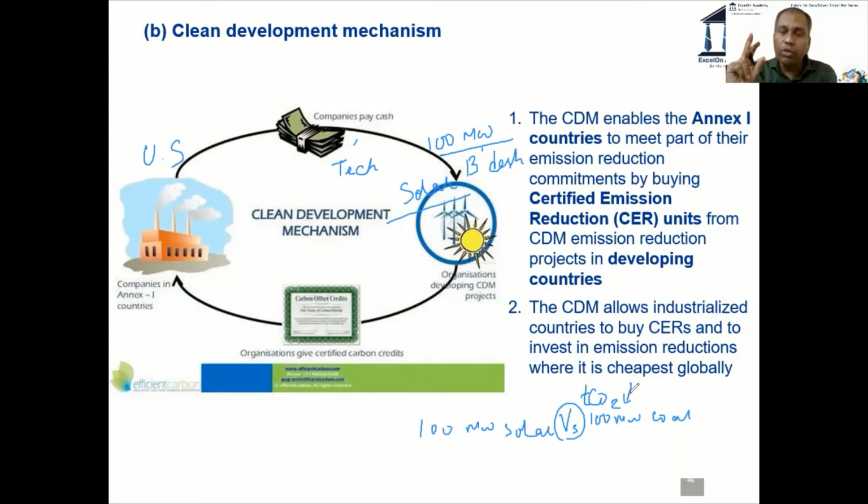Now, for 1 ton of CO2 reduced, they get what is called a certified emission reduction, CER. Now, the question is, physically, in which country has the CO2 emission reduced? It has reduced in Bangladesh. But who has sponsored that project? United States. And who gets the credit? Credit goes to United States. So the fund and the technology flow in this direction, and the carbon credits flow in that direction.